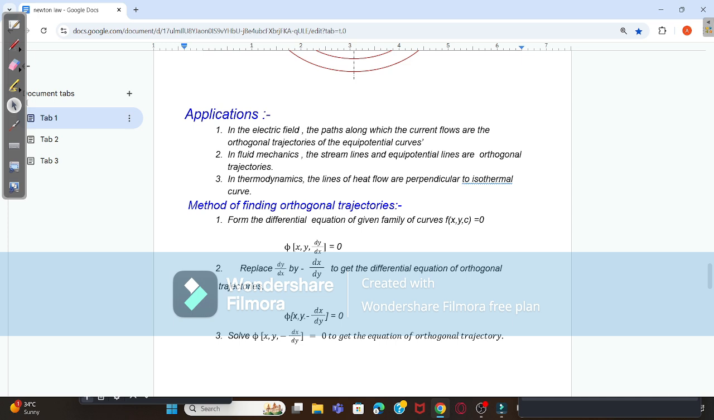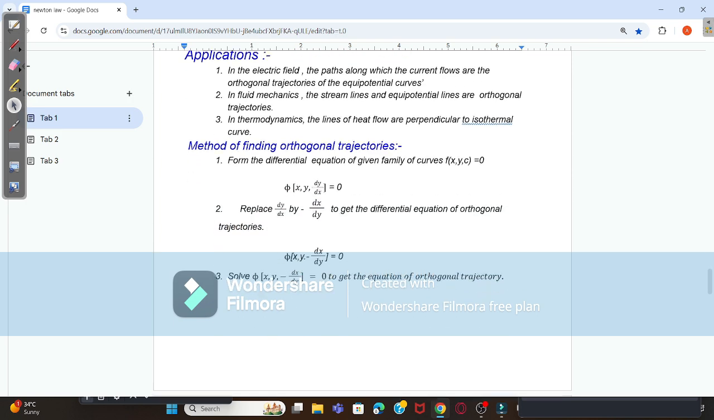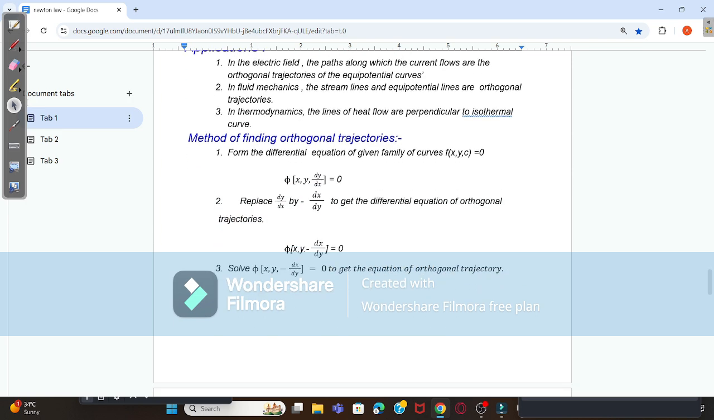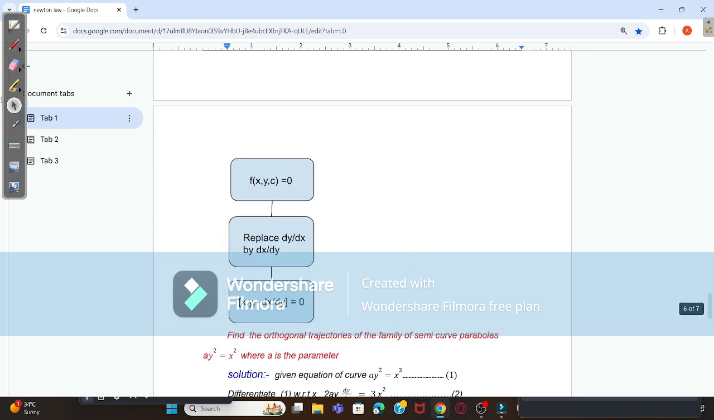In thermodynamics, the lines of heat flow are perpendicular to the isothermal curves. Method of finding orthogonal trajectory: form the differential equation of the given family of curves f(x, y, c) = 0, that is phi(x, y, dy/dx) = 0. Now replace dy/dx by minus dx/dy to get the differential equation of the orthogonal trajectory, phi(x, y, minus dx/dy) = 0. Solve this equation to get the equation of the orthogonal trajectory. These are the three steps involved in solving orthogonal trajectories.